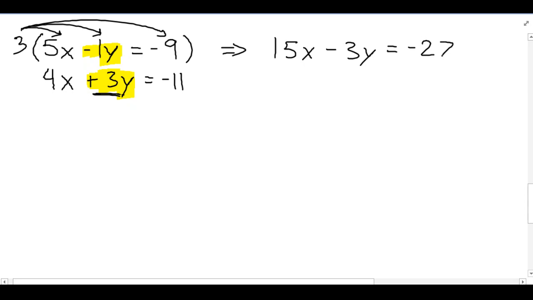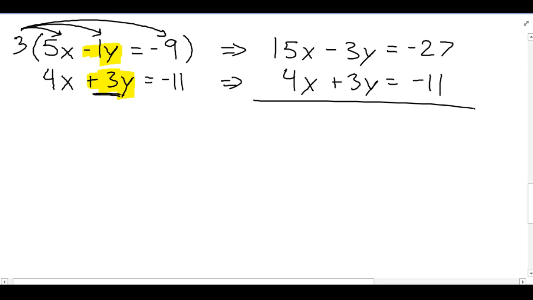The bottom equation, I didn't really change anything, but I'm going to rewrite it over here so it'll be easier to line up and add the two equations together. So I'm going to go ahead and write this down here. Now I'm going to go ahead and add these two equations together. You'll notice that the negative 3y and the positive 3y will cancel each other out. They will eliminate each other. 15 plus 4x is going to give me a 19x. And this is going to be equal to negative 38.